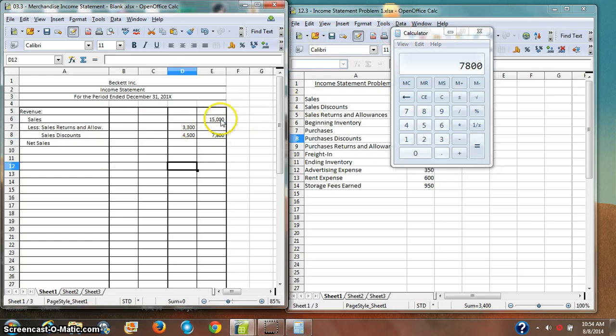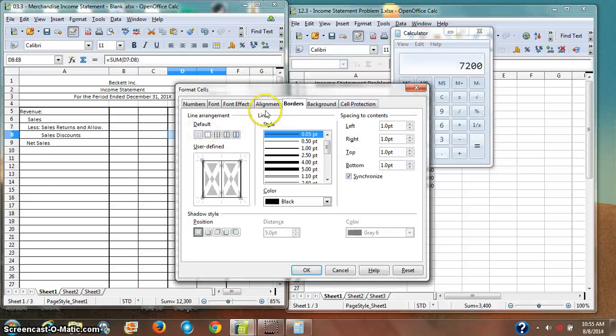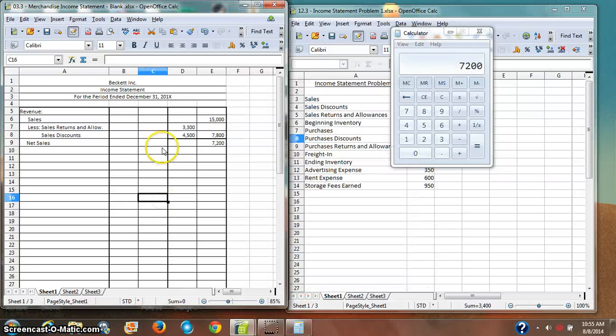And then I'm going to subtract that from the 15,000. Well, 15,000 minus 7,800 is 7,200. See that here? And then I'm also going to put in a thick line here, and I know that I need to put this line here because I'm just following the pattern that's in my textbook. So I'm going to modify this. Let's see if it does what I want. Yes, a long line there. So now I've got my net sales.